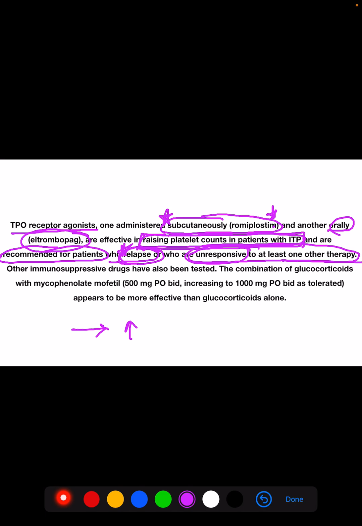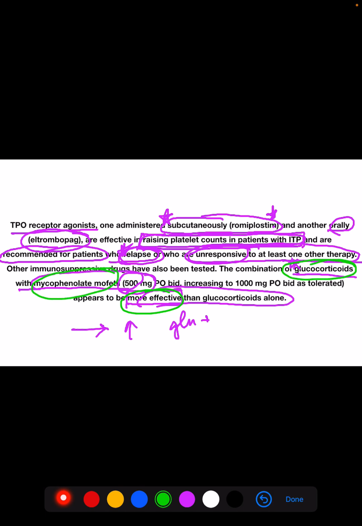Other immunosuppressive drugs have also been tested, and the combination of glucocorticoids with mycophenolate. If we take glucocorticoids along with mycophenolate, this appears to be more effective than glucocorticoids alone. So either glucocorticoids, or a combination of glucocorticoids with mycophenolate. How much mycophenolate is given? 500 mg BD. Which is more effective? Glucocorticoids along with mycophenolate appears more effective than glucocorticoids alone.